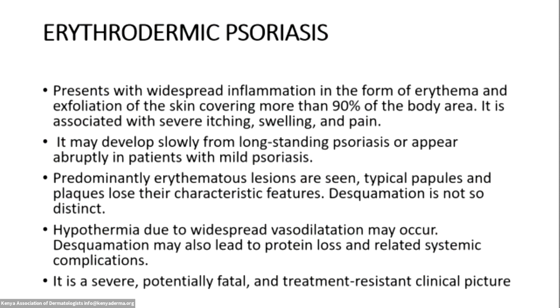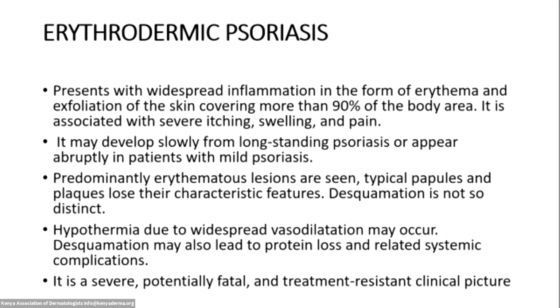So the next one is erythrodermic psoriasis. It presents with widespread inflammation in the form of erythema and exfoliation of the skin covering more than 90% of body area. It is associated with severe itching, swelling, and pain. It may develop either slowly from long-standing psoriasis or appear abruptly in patients with mild psoriasis.